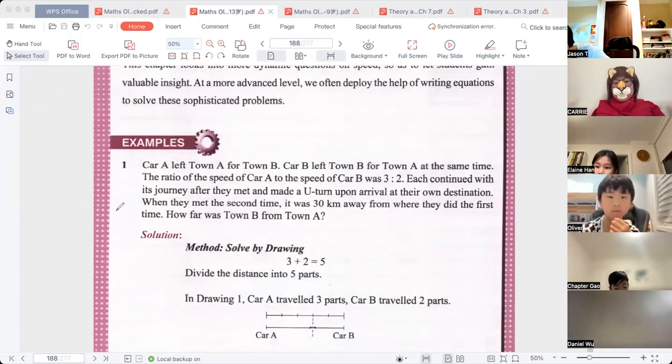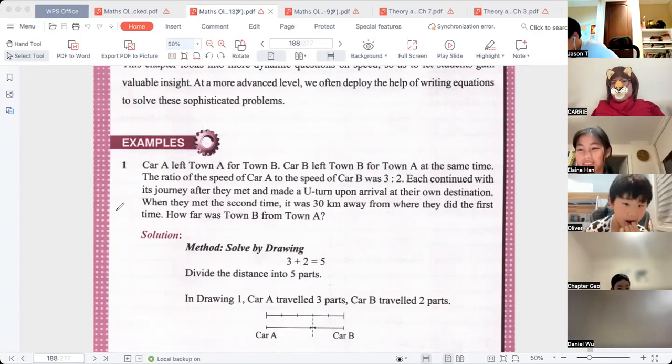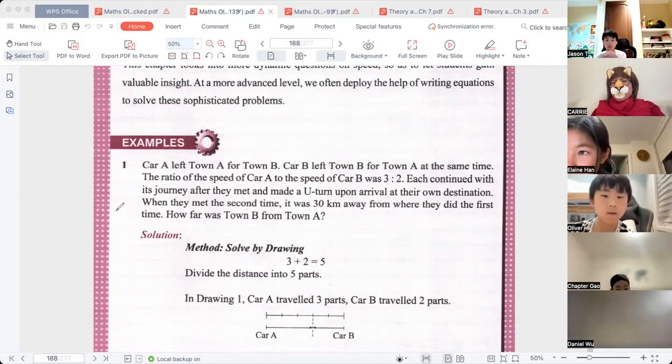Car A left town A for town B. Car B left town B for town A at the same time. The ratio of the speed of car A to the speed of car B was 3:2. Each continued with its journey after they met and made a U-turn upon arrival at their own destination. When they met the second time, it was 30 kilometers away from where they did the first time. How far was town B from town A?